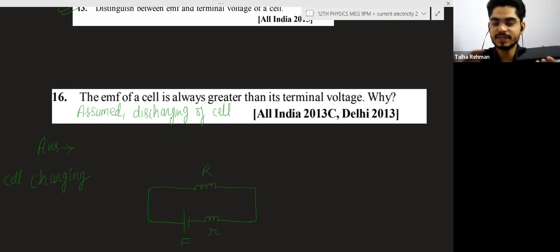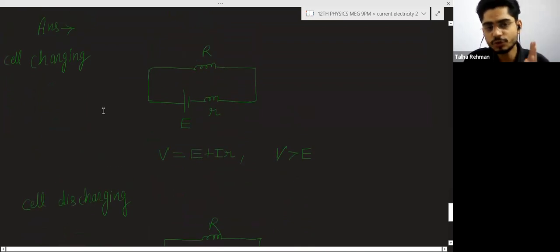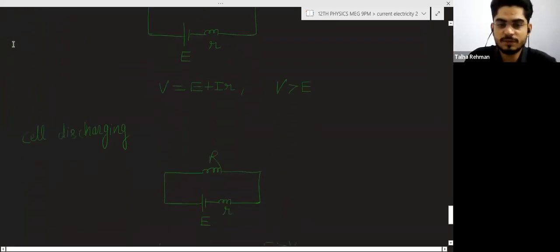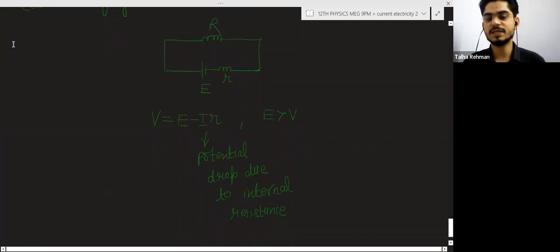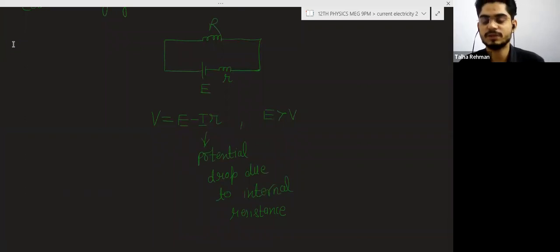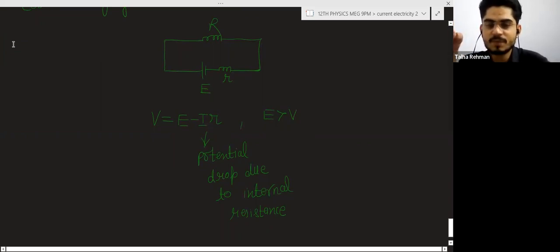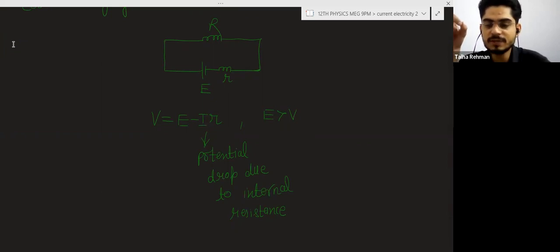So in that sense, you can say the examiner has given nothing else. But you should know the 100% concept. If the examiner has given a question twisted in the form: is the EMF of the cell always greater than the terminal voltage? Then you will say no, not always. In case of charging, the terminal voltage is greater than the EMF. That is what I want to explain.